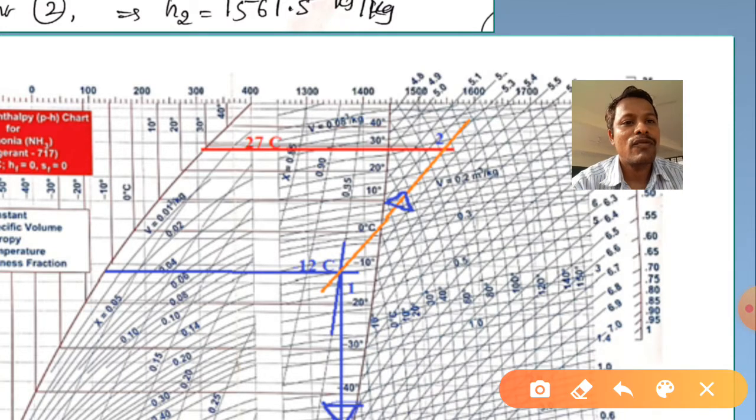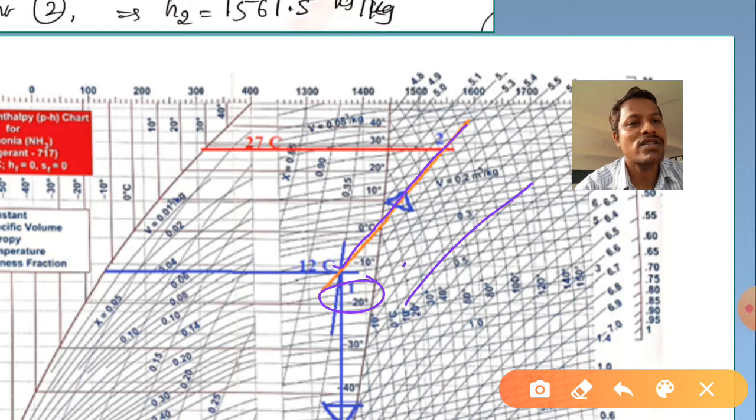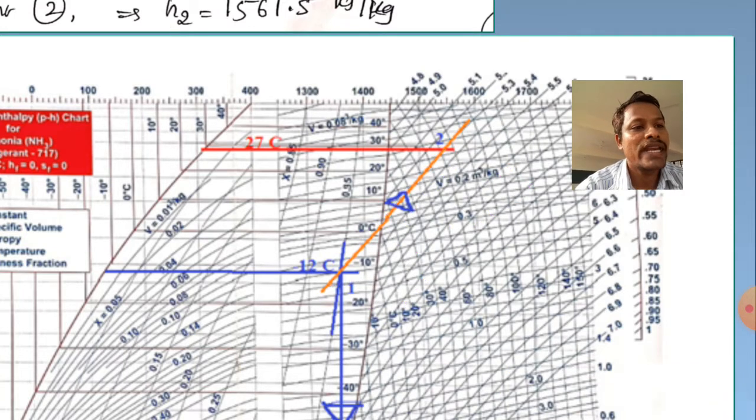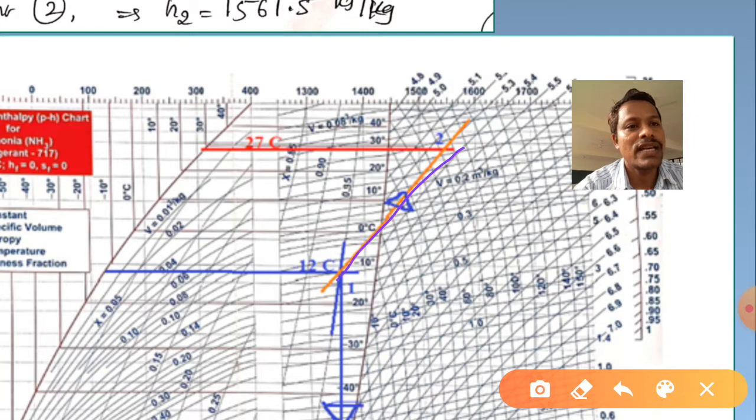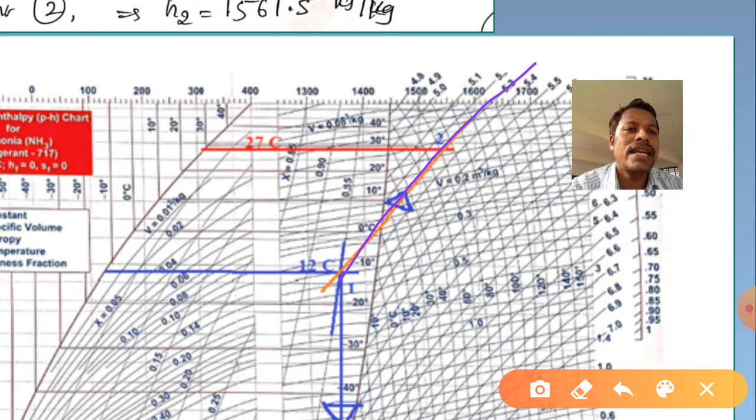So from state point 1 I will move along constant entropy lines. These are all constant entropy lines. I will choose the one constant entropy line which intersects with state point 1. So now from point 1 I am moving along a constant entropy line and I have drawn it. Then my job is to identify the constant temperature line of condenser temperature. So what is the condenser temperature? The condenser temperature in the problem statement is 27 degrees Celsius.